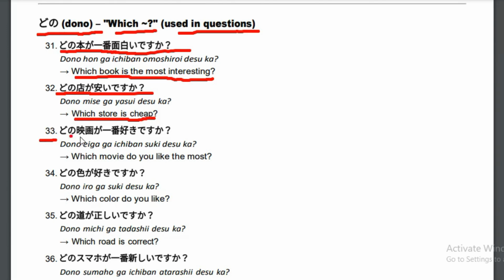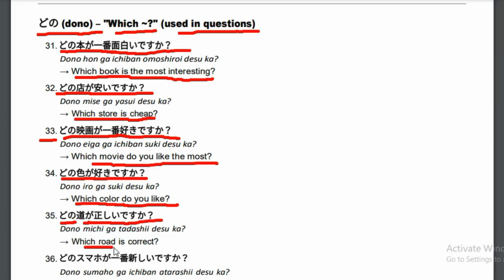The next one is Dono eiga ga ichiban sugi desu ka? Means which movie do you like the most. The next is Dono iro ga suki desu ka? Means which color do you like. The next is Dono michi ga tadashi desu ka? Means which road is correct.